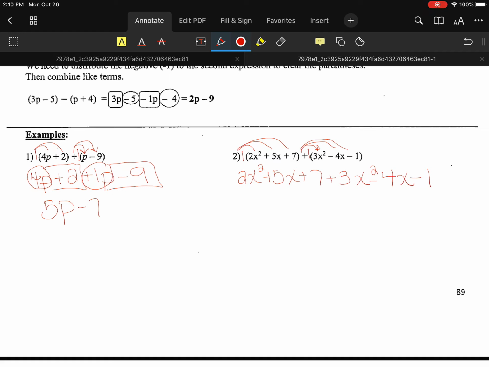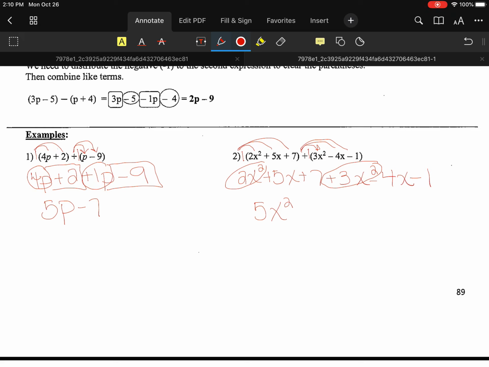And now I'm going to combine like terms. So 2x squared plus 3x squared. Remember, in order to combine like terms, they have to have the same variable and the same exponent. I'm going to add those. That gives me 5x squared. Notice I didn't use the exponent. I didn't square the 2, I didn't square the 3, nor did I square the 5. The exponent is on the x, and we do not know the value of x, so it stays as just an x squared.